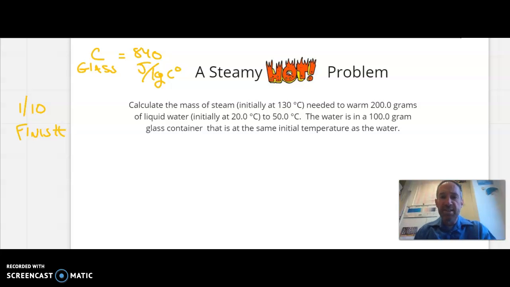Today, let's look at the steamy hot problem. You're going to calculate the mass of steam, which is initially at 130 degrees C, that you need to warm up 200 grams of water, which is initially at 20 degrees C, to 50 degrees C.